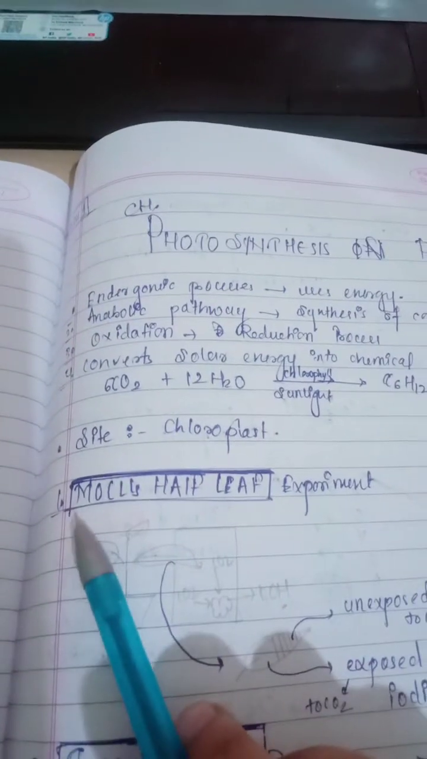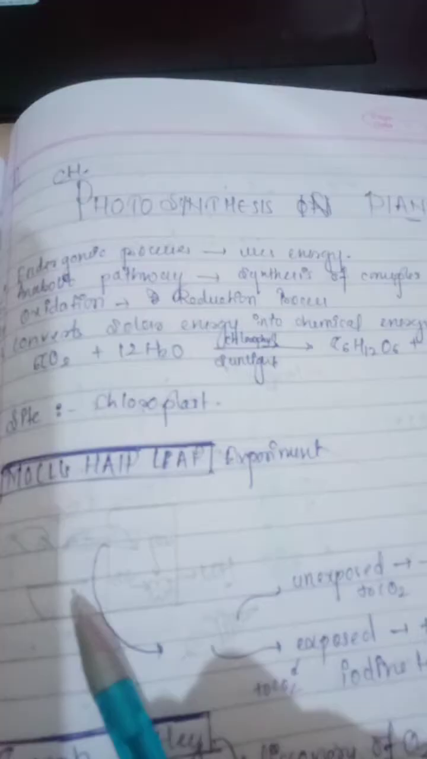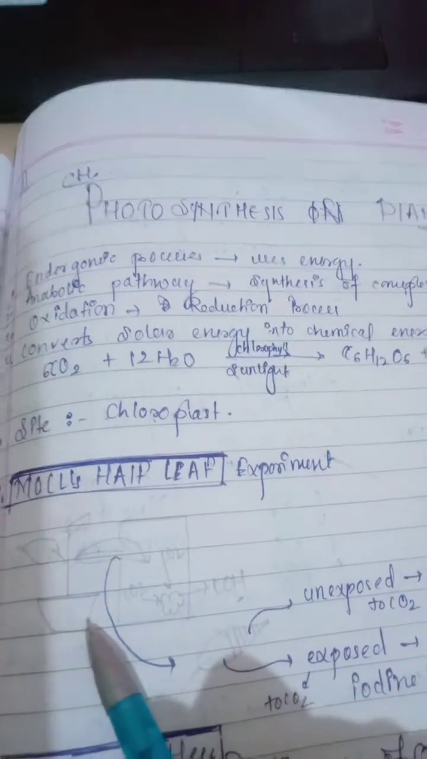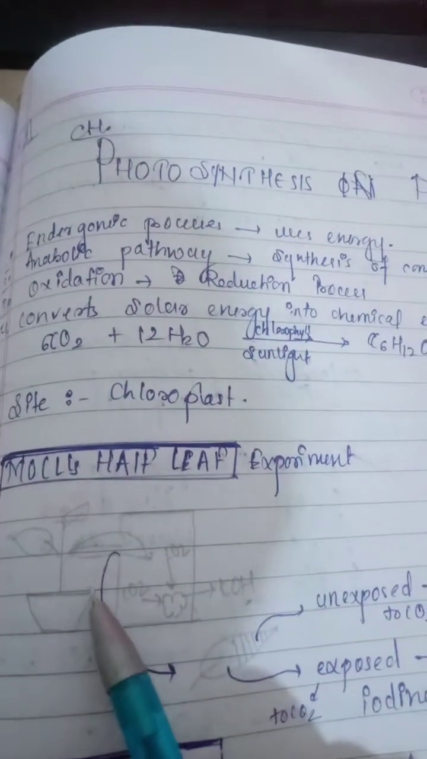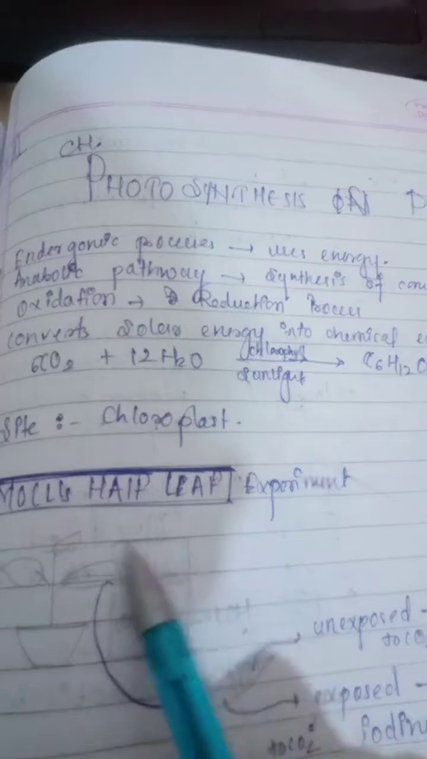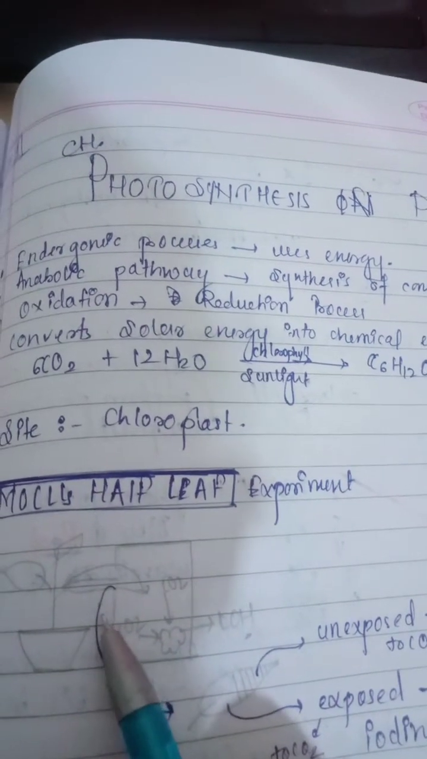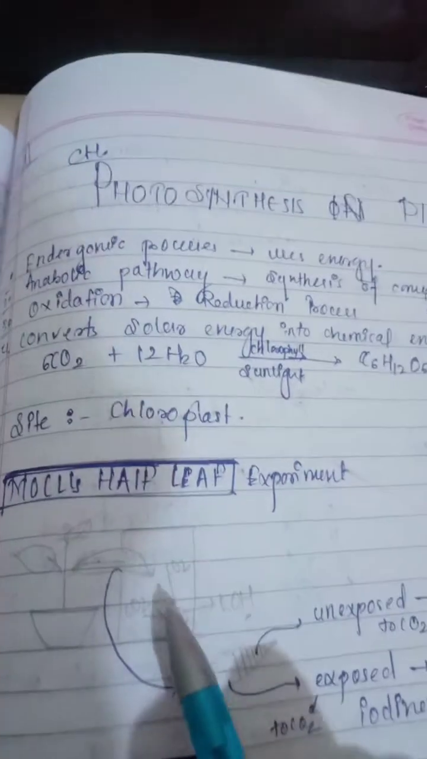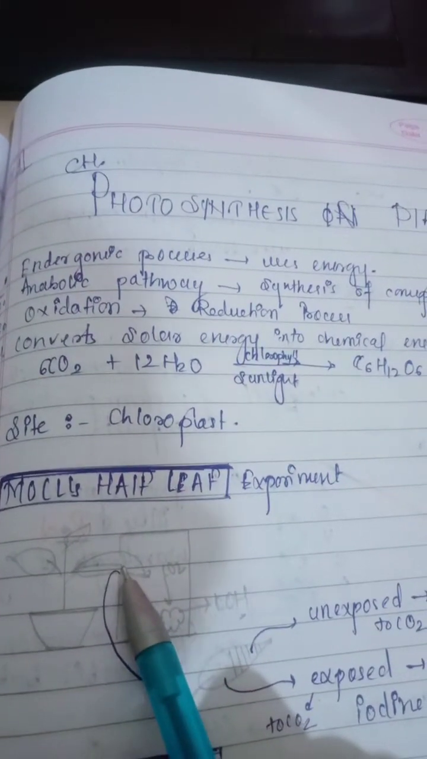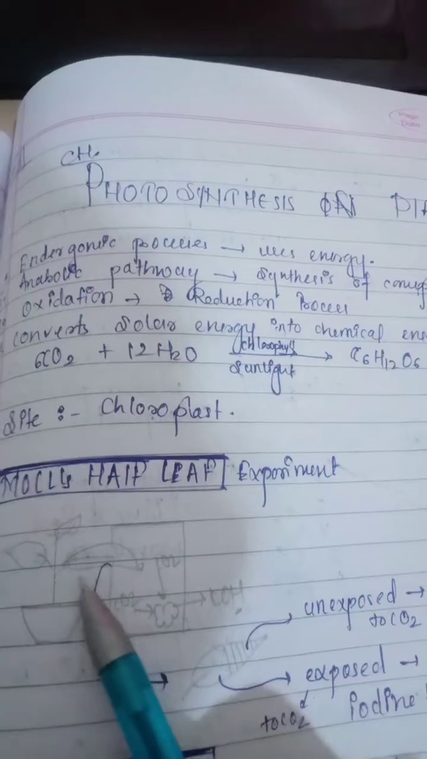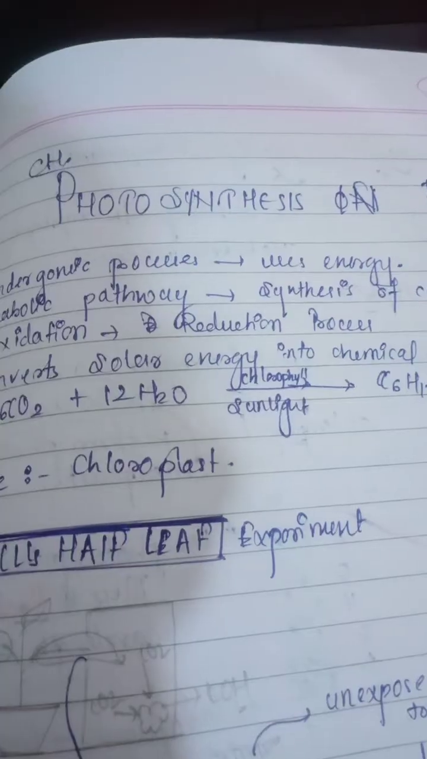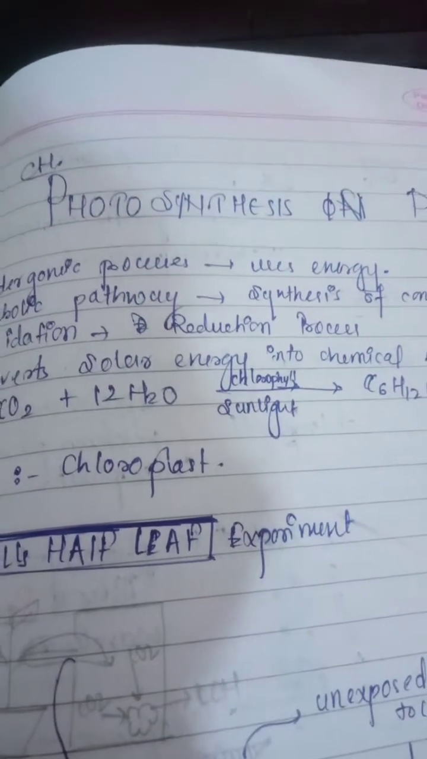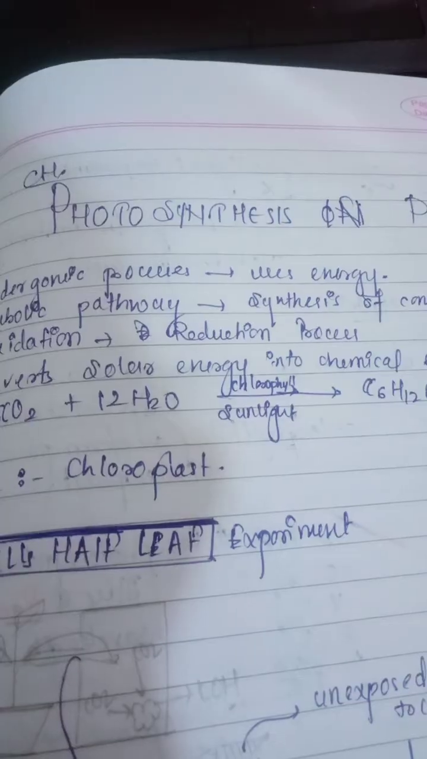First is Moll's leaf experiment. So this is a plant, and this is a leaf, and it absorbs CO2. To prove that it absorbs CO2, this leaf is taken out, and half is exposed and half is unexposed to CO2. The unexposed half is covered by black paper or something.